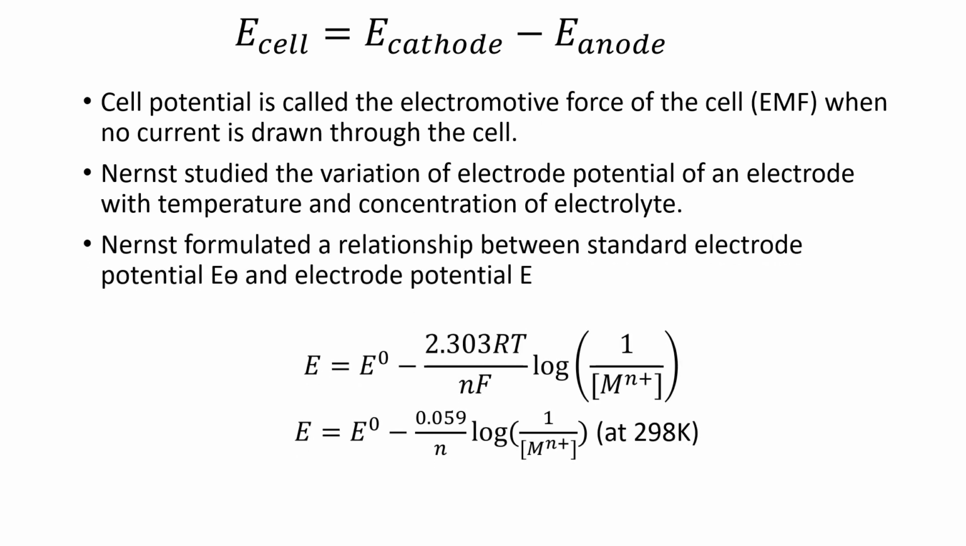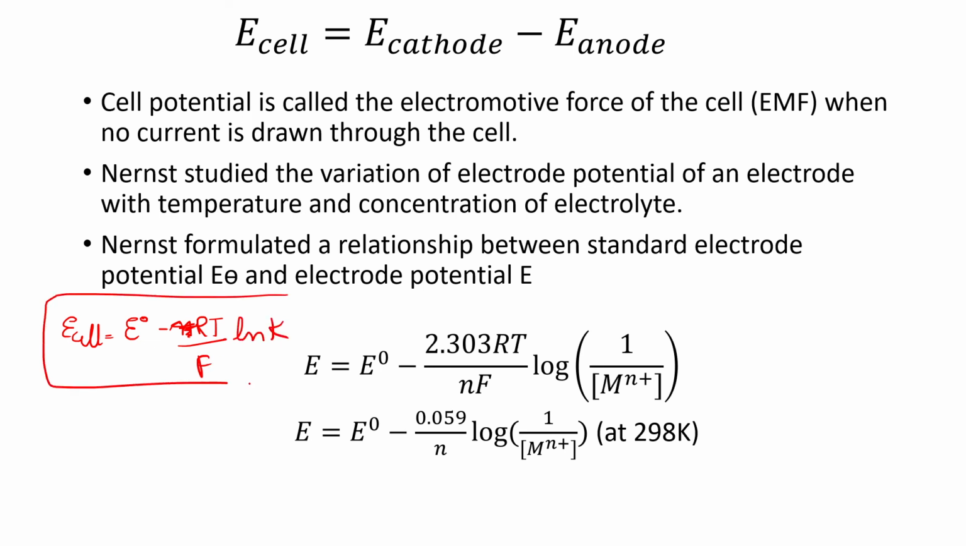This is the Nernst formulation, the relationship between the standard electrode potential E naught and the electrode potential E. So the Nernst equation is as follows: E cell for the reaction is equal to E naught minus RT by NF ln K. This is the Nernst equation.